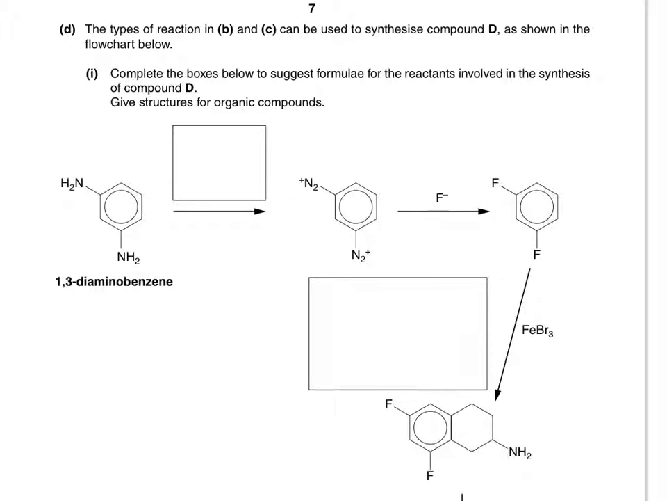This is the types of reaction in B and C, so those are obviously the previous parts of the question that we've just spent some time looking at, can be used to synthesize compound D, as shown in the flowchart below. So let's think about what that means. The types of reaction in B and C, in other words what you've just looked at, can be used to make compound D. We can't see compound D on the screen, but I'll show it to you in a second, as shown in the flowchart below. So obviously you've got the beginnings of it on your screen.